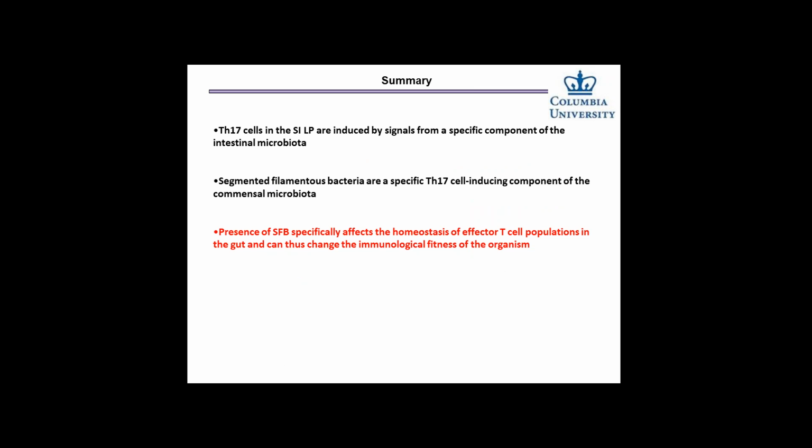So, in summary, what I've shown you is that Th17 cells are indeed induced by signals from a specific component of the microbiota, and through these types of experiments, we can identify such components. In our case, we identified SFB, and even if these components are not culturable, we can still propagate SFB mostly in monocolonized mice.